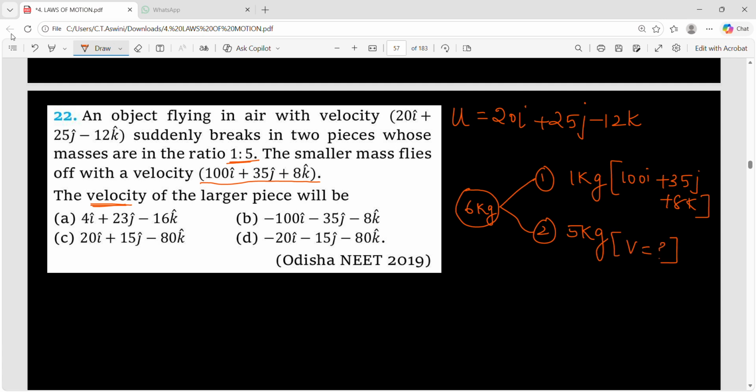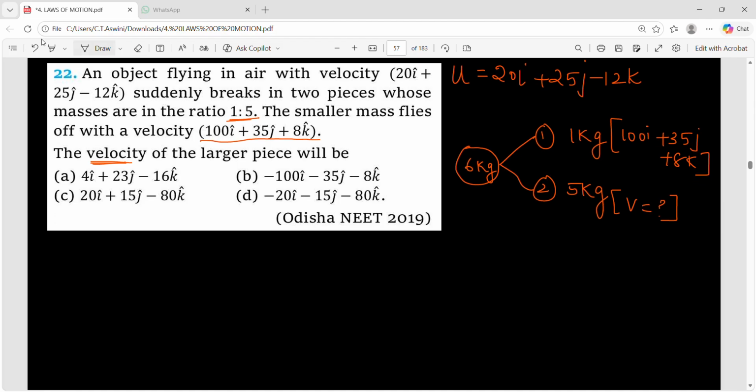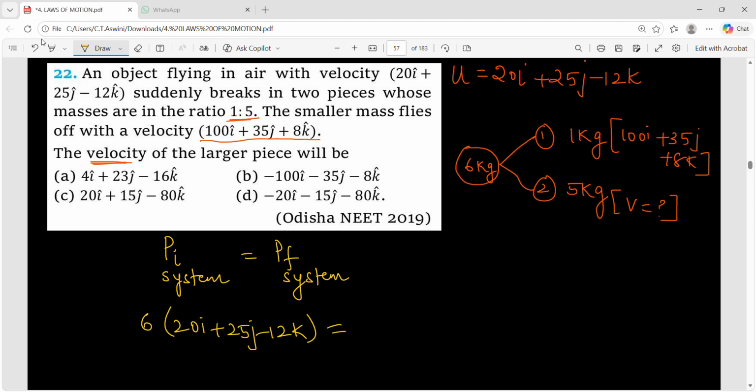Very simple. So just apply the conservation of linear momentum. What is conservation of linear momentum? You have to take the system as a whole. So initial momentum of the system is equal to final momentum of the system. Initially there was no separate smaller mass and heavier mass, it was together as one object. So that object mass is 6 kg. And what is the velocity initially? 20i plus 25j minus 12k. Did you get how I wrote this? Momentum formula is nothing but m into v, right? So initial mass is 6, initial velocity is this.